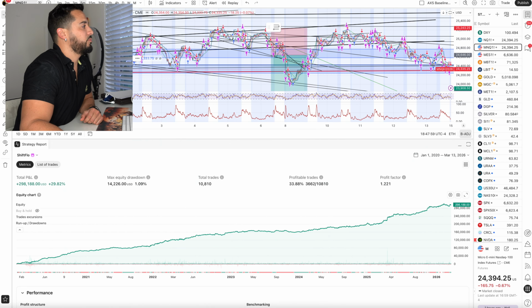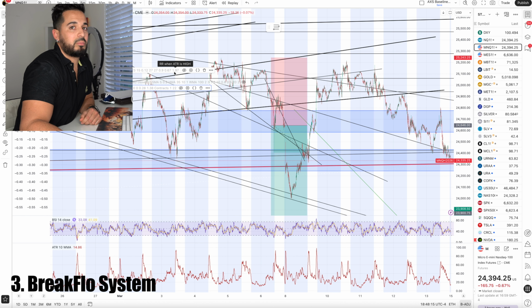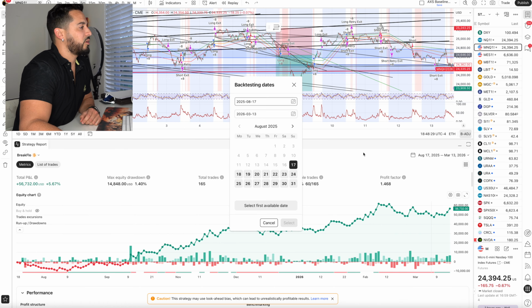Now I'm going to show you our most profitable trading strategy, though all 3 of them are profitable. We use all 3 to diversify, but if I had to choose my favorite one, it is this one, and this is the one that we deploy a little bit more capital to. This one is called break flow. Once again, this also trades the micro NASDAQ futures, MNQ. Here we can go back to January 1st, 2020 till March 13, 2026.